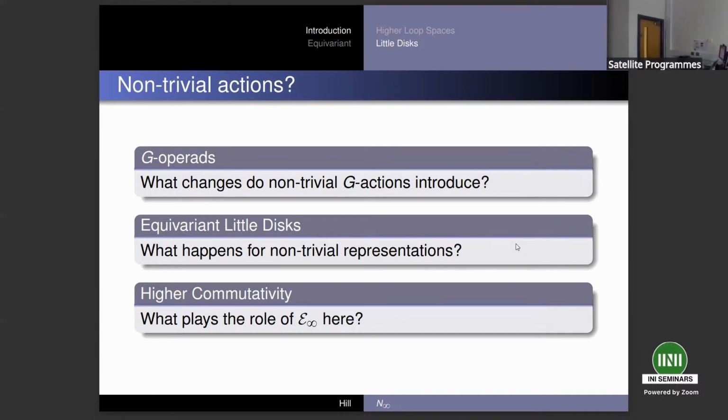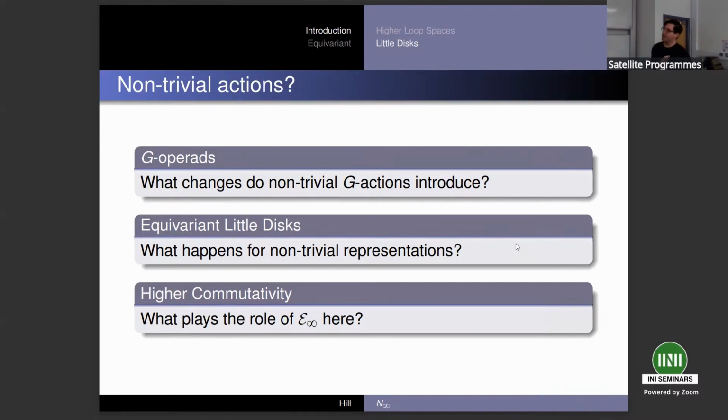So I was talking about these little disks, but I'd only been using what happens with a trivial action as I worked my way through. So I want to now switch to allowing a non-trivial action, and then I start to ask, what do I get from this? What additional data do I get? Essentially answering Greg's question of how do I intertwine the action of the group with the operadic action? And then I want to see in particular what this does in the case of the little disks operad, because it gives me sort of an intuition for how these things can interact with each other.